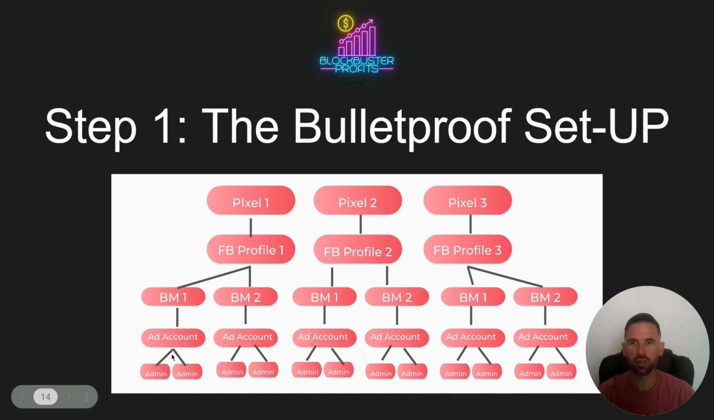So if you think about it this way, just going over it again, you've got pixel 1, so this could be offer 1, and then you've got your profile, which just looks after that asset, and that profile is also assigned to these 2 BMs. This profile doesn't advertise. This is how we protect the assets. So this profile will never advertise. It just literally sits there holding on to the data set, which you would then assign to BM1 and BM2.